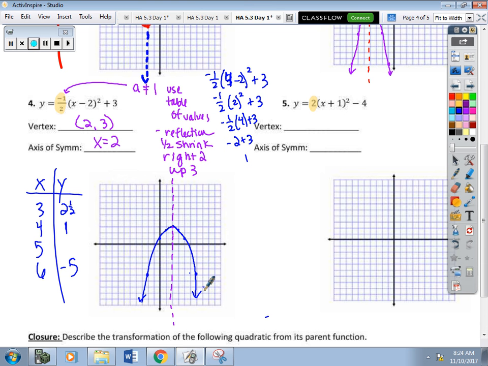See if you guys can try the last one on your own. Again, because this A value is not 1, we want to do a table of values. And if you want to try it by hand, or if you want to do it in your graphing calculator, that's up to you.